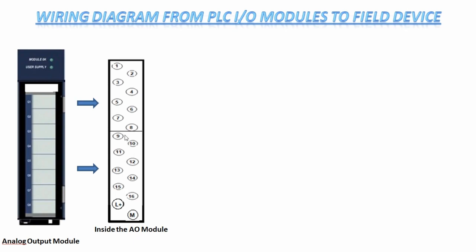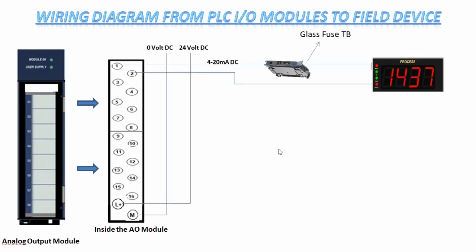The analog output module looks the same as a digital input module. It consists of 16 terminals, and the L plus and M are connected to the 24 volt DC, and 1 and 2, 3 and 4, 5 and 6 are all interconnected. So let's see with the practical example how it looks like.